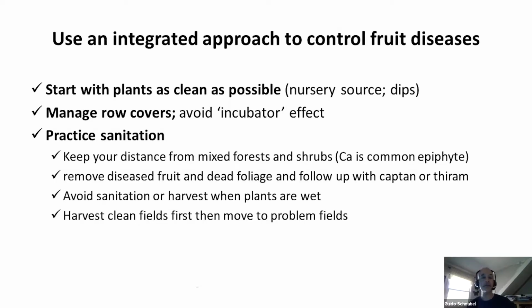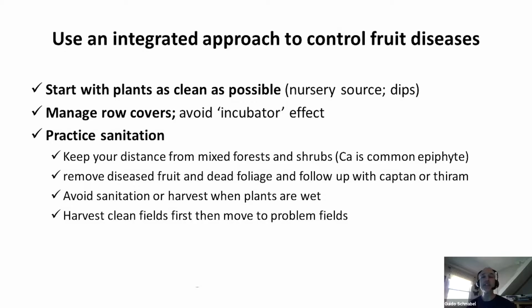Practice sanitation. The reason why we do this is we want to reduce the inoculum level or the number of infectious spores in the field. We can do this by keeping away from inoculum sources. Very recent research has shown that the causal organism of anthracnose, Colletotrichum acutatum, can actually linger on forest trees and shrubs just on the surface, and from there enter a strawberry field. So the farther away you are from forest or from a hedgerow or from shrubs, the better.